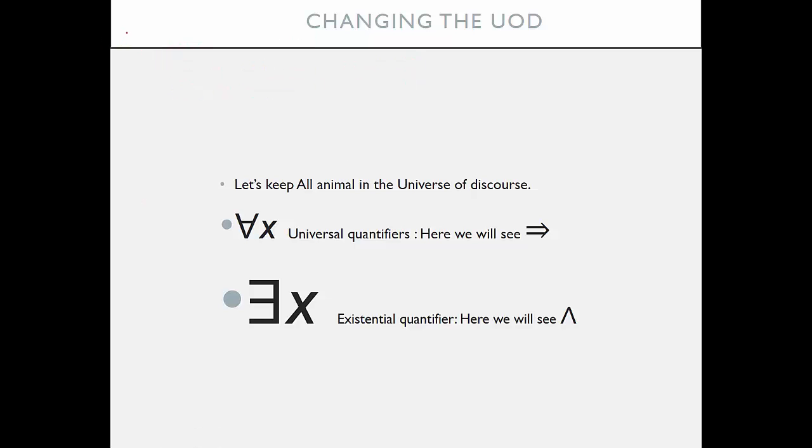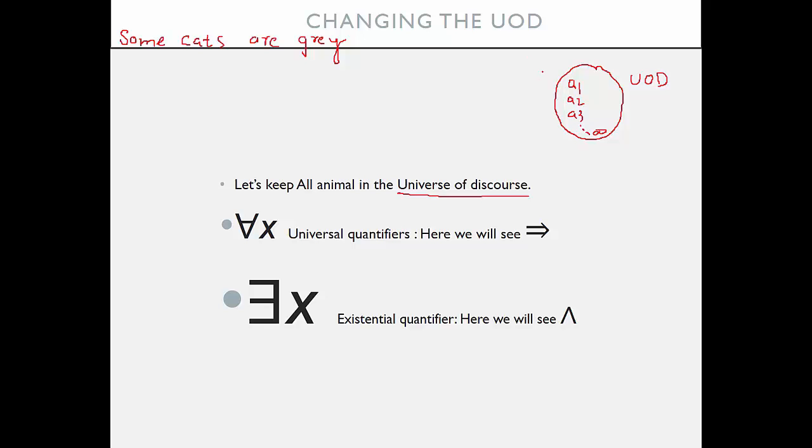Okay, now let's discuss another problem. So this problem is some cats are gray. Now let's again assume that we have a universe of discourse where we have all the animals. We have animal A1, A2, A3, and so on to infinity.